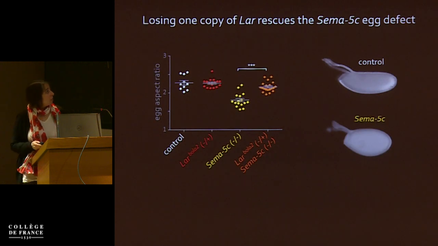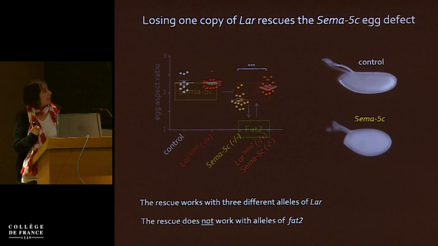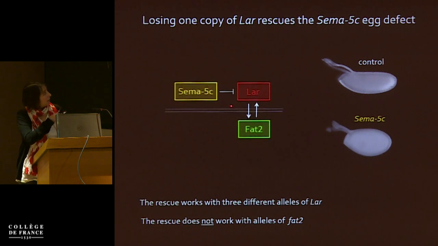And the major thing that we know at the moment is that removing one copy of LAR in a SEMA5C mutant background will rescue the egg-shaped defect seen by loss of SEMA5C alone. I should say this works with 3 different alleles of LAR, but we do not see this rescue with FAT2. So this is telling us that SEMA5C seems to have an inhibitory interaction towards LAR that's independent of its function with FAT2. So there's going to be some very interesting crosstalk happening between these pathways and things for us to work out here in the future.